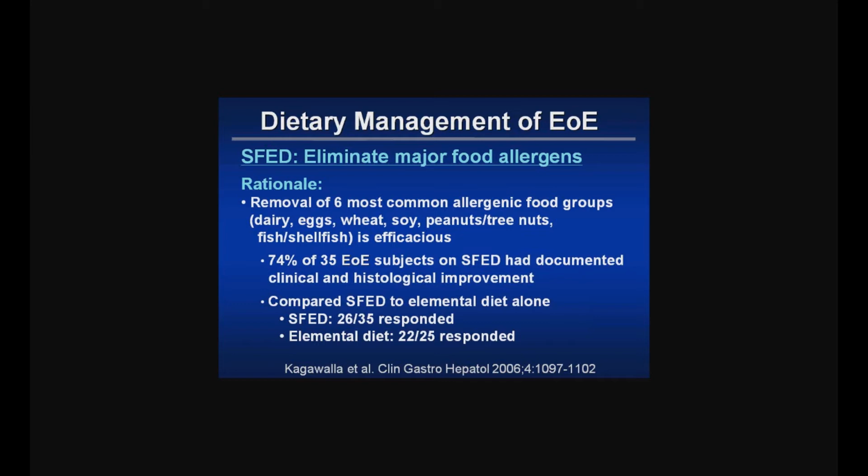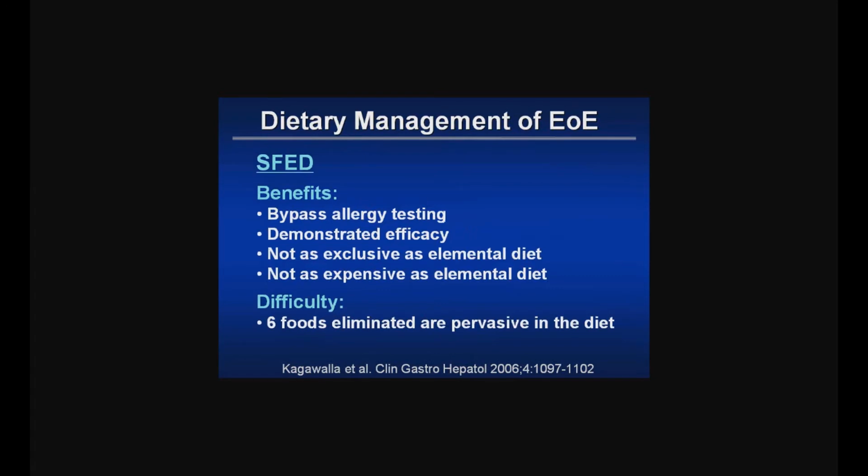When they compared the 6-food elimination diet to the elemental diet alone, 26 out of 35 patients responded to the 6-food elimination diet, whereas 22 of 25 responded to the elemental diet. And again, elemental diet removes all food allergens, so it tends to be a little more effective than the 6-food elimination diet. But it's interesting that the 6-food elimination diet is a very effective treatment. So the benefits are that you don't have to have allergy testing.